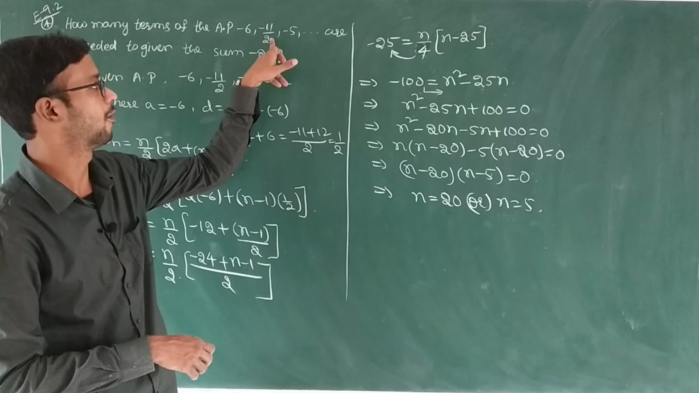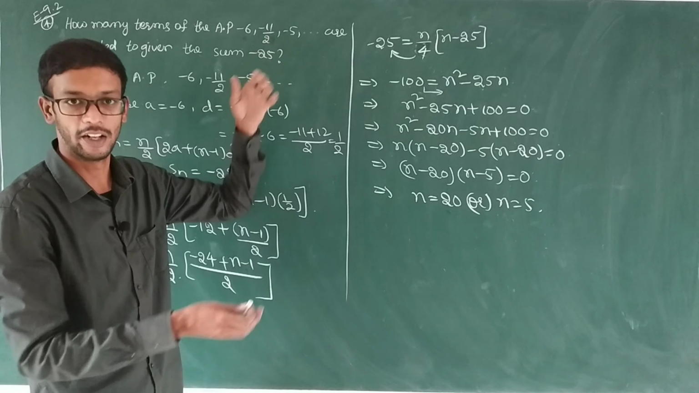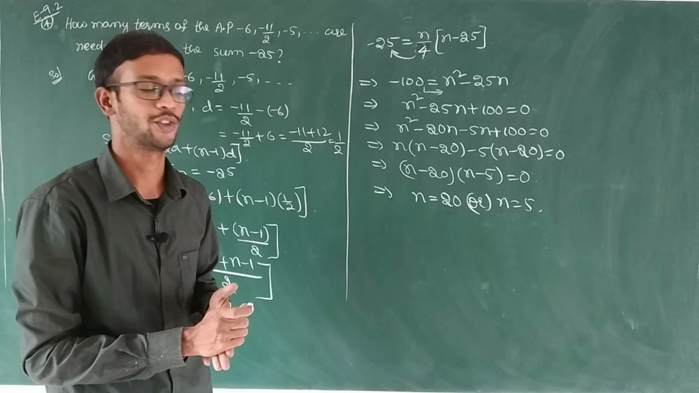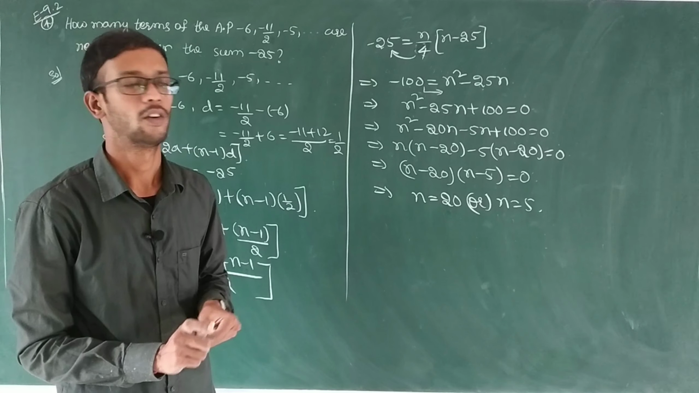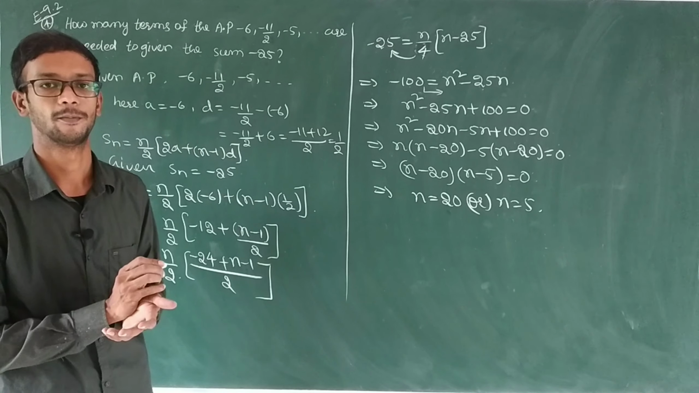Why? Because here different terms are there: minus 6, minus 11 by 2, and so on. So the sum of the 20 terms also will be minus 25. The sum of the 5 terms also will be minus 25. So this way we have to find the answers to these problems. Thank you.